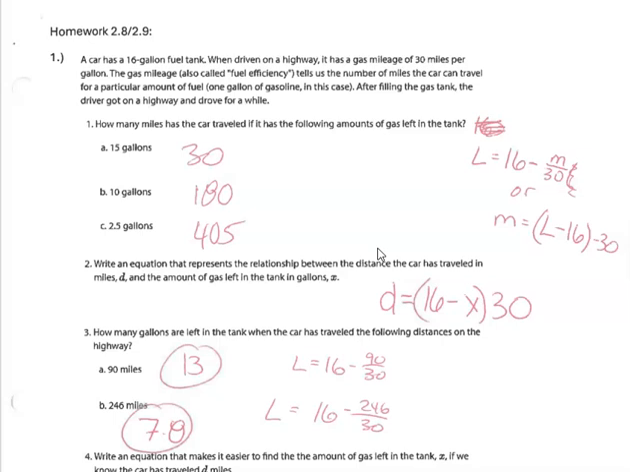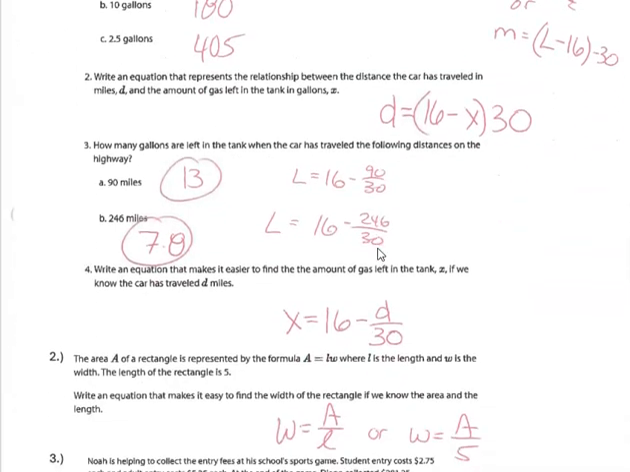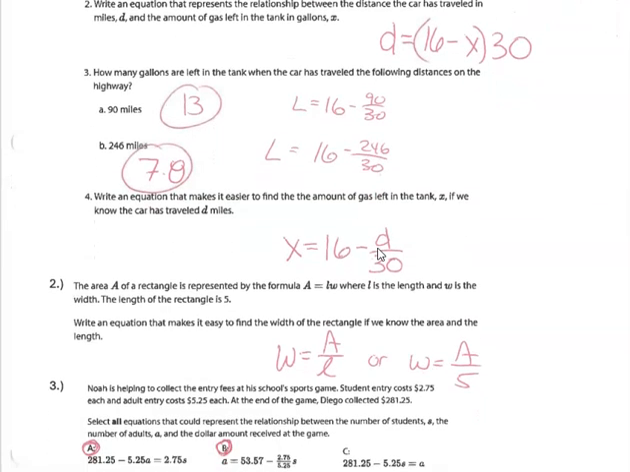The way that you can make it so you do not end up with a negative and having to have a negative 30, as you can see in part 2, that's the equation you could have had, D equals 16 minus X times 30. On number 3, how many gallons are left? Once again, could you just go over and substitute 90 miles in and solve the equation, even though it's not in the correct form? Yes, but it's also kind of handy.